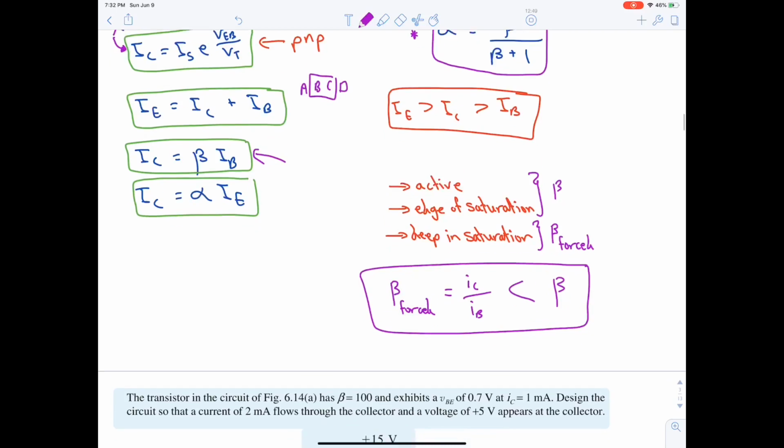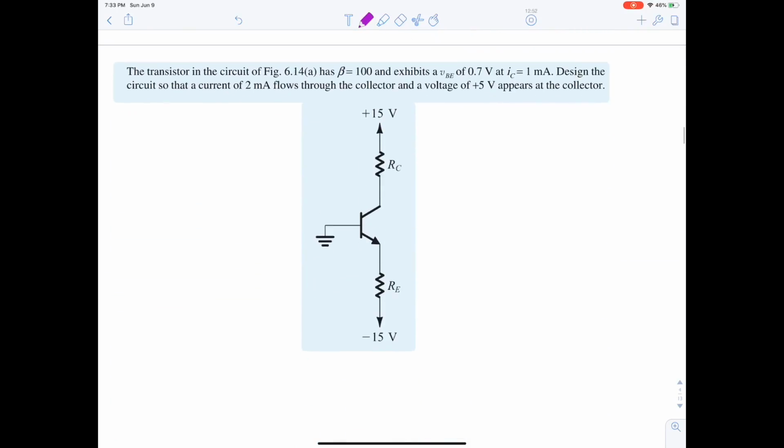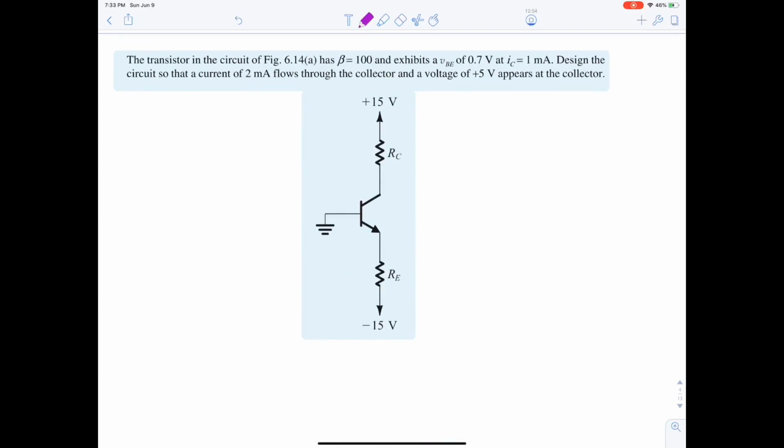Okay? Let's start solving questions. The question says, the transistor in this circuit has beta equal to 100. You can forget about this.